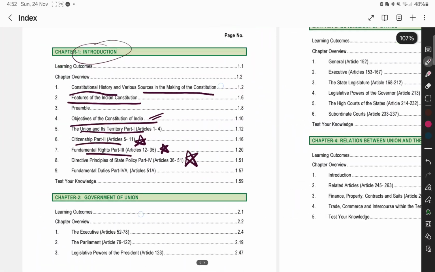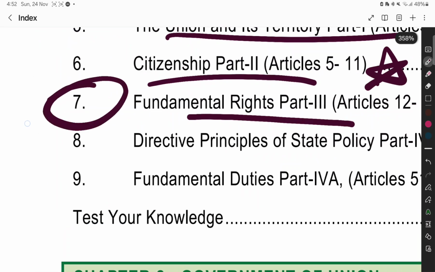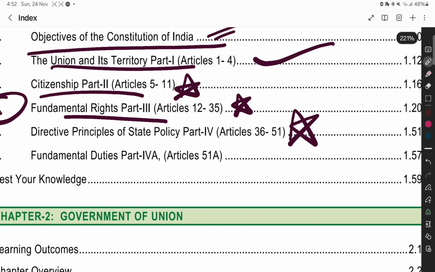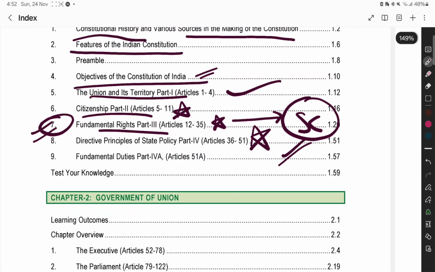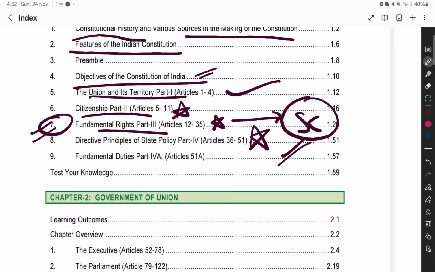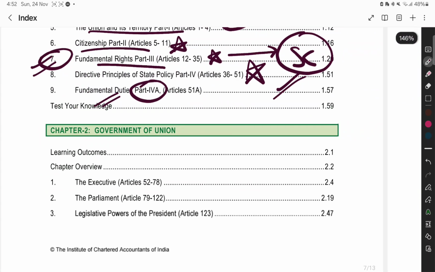So in our syllabus, the first part is about the union and territory. That is the most important one. Then citizenship, Articles 5 to 11, and fundamental rights, the most important, which give our rights and protect our rights. It is the duty and the guarantor of the Supreme Court who help us to protect these rights. Then DPSPs, Directive Principles of State Policy, and then we go with Part 4A, which has been introduced by amendment, that is fundamental duties.